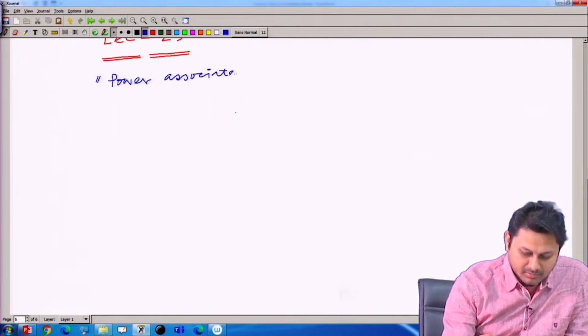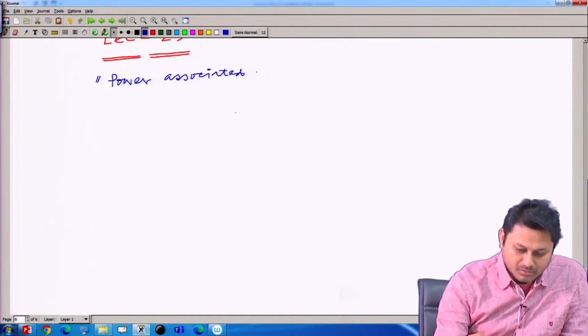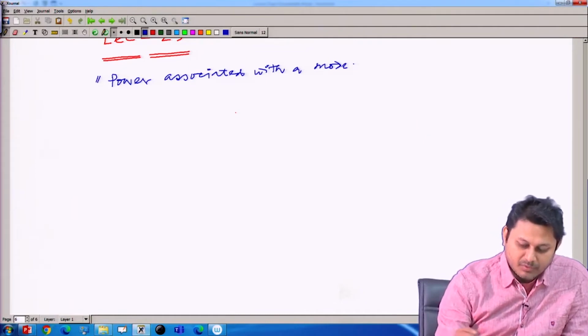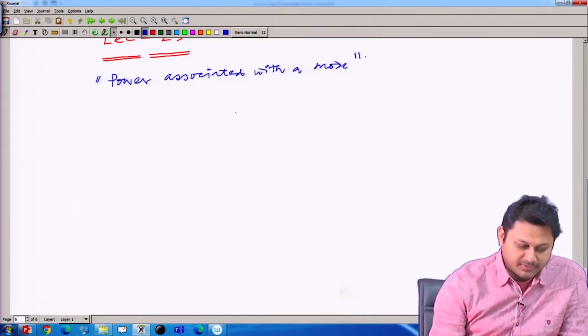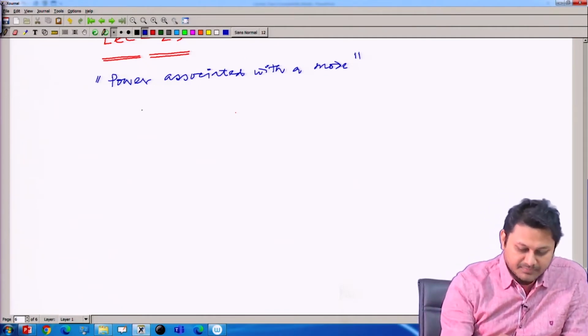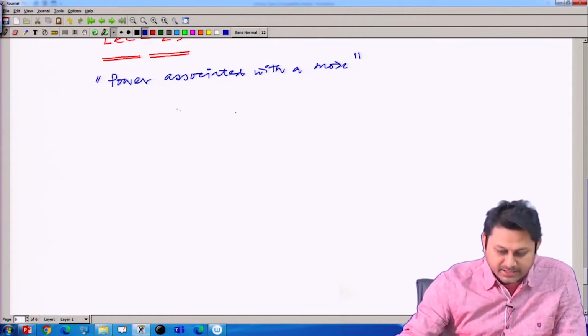associated with a mode. So, the amount of power associated with a mode that we are going to calculate. So, in order to calculate that, first let us refresh our concept of pointing vector.